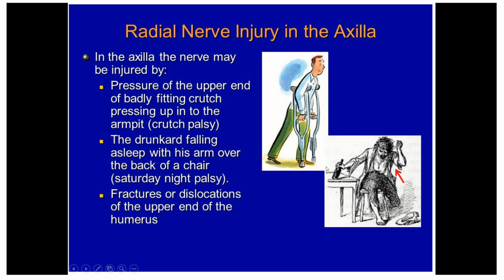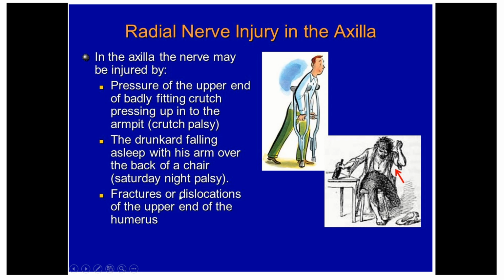If you observe these two pictures, here it is a crutch which will be compressing the radial nerve in the axilla, crutch paralysis, and here you can see the Saturday night palsy scenario. In the axilla, the nerve may be injured by pressure of the upper end of a badly fitting crutch pressing up into the armpit, resulting in crutch palsy. Then the drunkard falling asleep with his arm over the back of a chair results in Saturday night palsy.